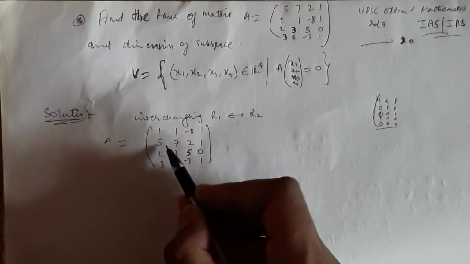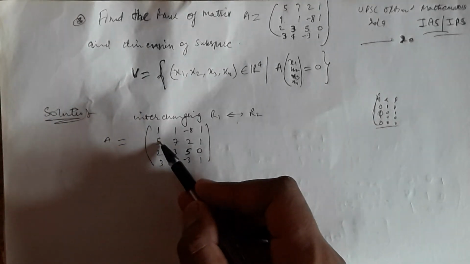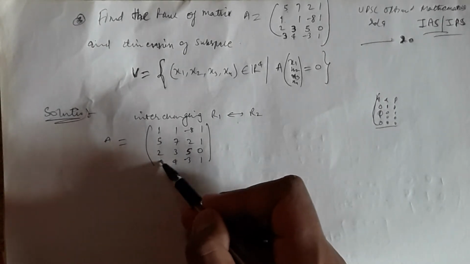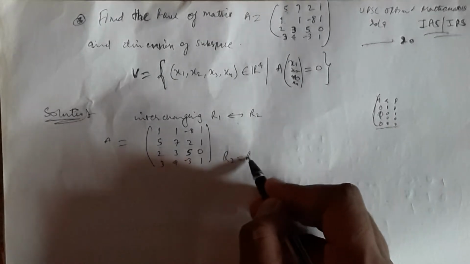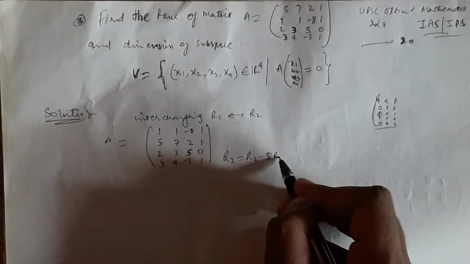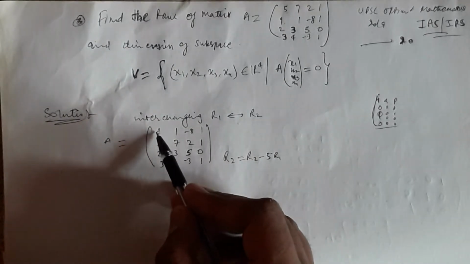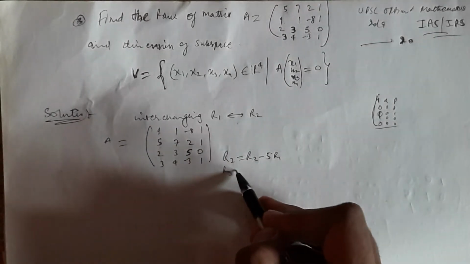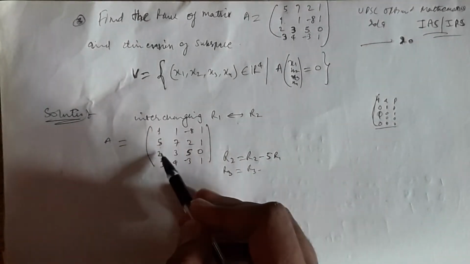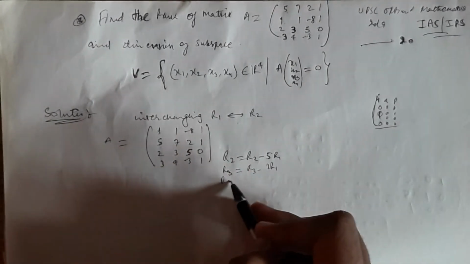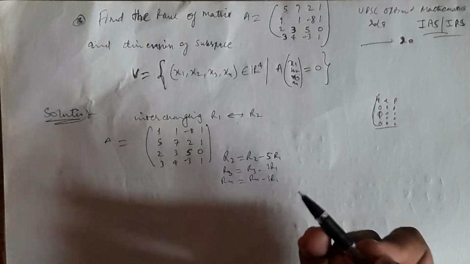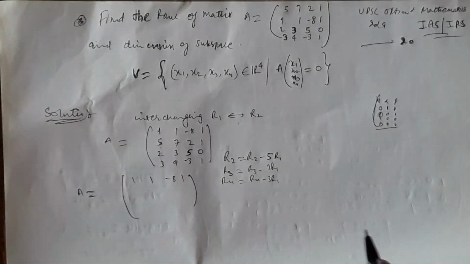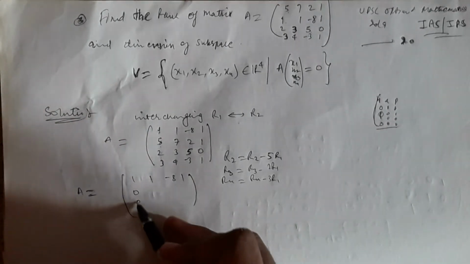Now I apply the operation. I have to make the first element of the second row 0, below the 1. To make this 0, let me apply the operation R2 equals R2 minus 5 times R1. Multiplying the 1 by 5 and subtracting from here, we will get 0. Similarly, R3 equals R3 minus twice R1, and R4 equals R4 minus thrice R1. Applying this operation, I will get the matrix in this form, keeping row 1 as it is, and the first entries of the other rows are 0.